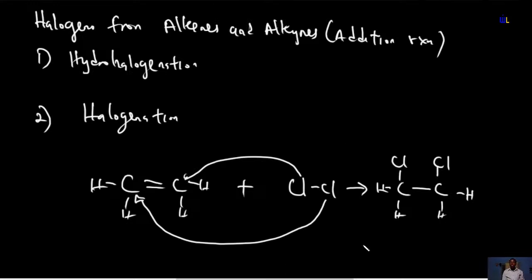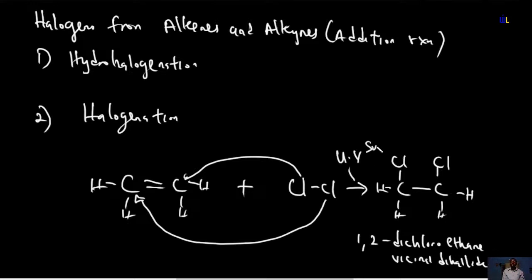So let's move ahead. The name of this compound is 1,2-dichloroethane, and it is a vicinal dihalide. Why? Because the two halogens are on adjacent carbon atoms. So that's basically about halogenation. Remember that for halogenation to occur, you have to use ultraviolet rays or sunlight, whether it is halogenation by addition or halogenation by substitution. This is an addition halogenation. What we discussed with respect to alkanes was a substitution halogenation.